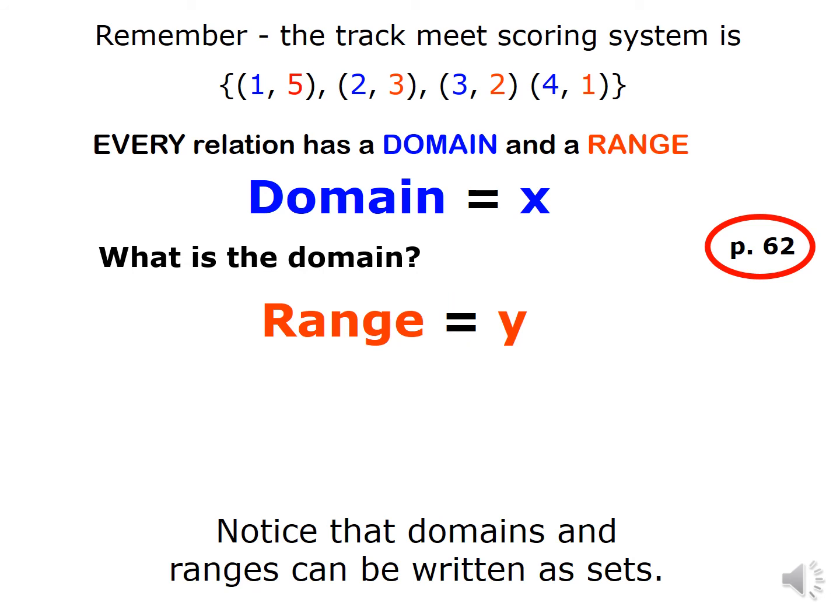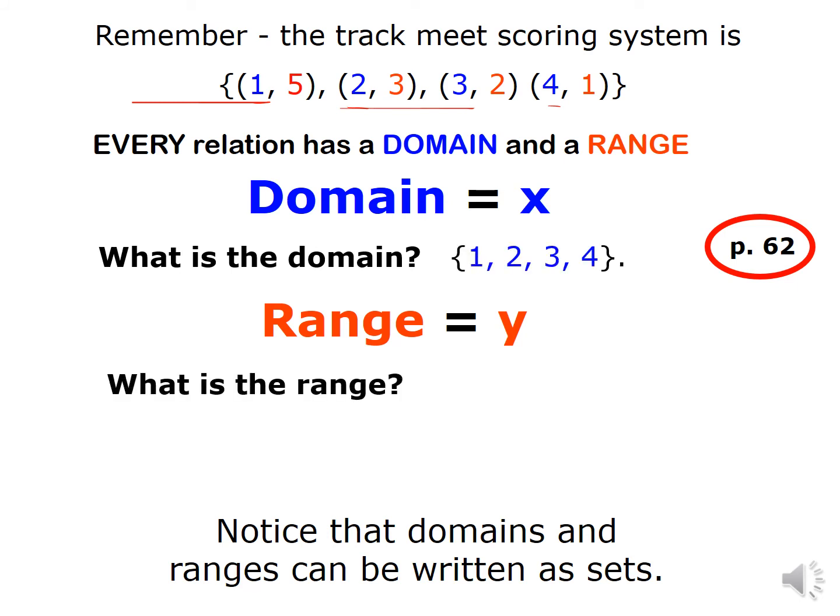Okay, so let's go back to the TrackMeet scoring system, which was written here, and we notice that it is a function because we have a different value for every x. But now we need to understand domain and range. So the domain is all of the x values, and the range is all of the y values. If you look at it, we look at the x's. There is our domain, 1, 2, 3, and 4. And the range is all of the y values.